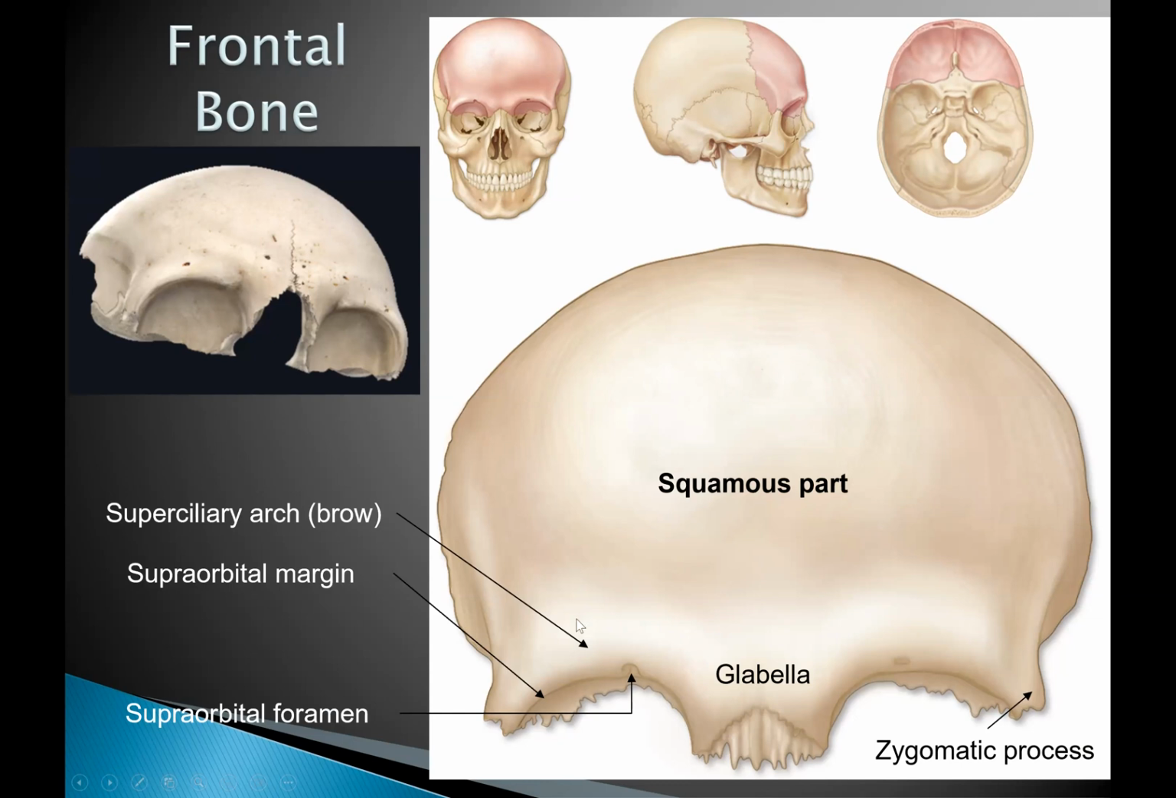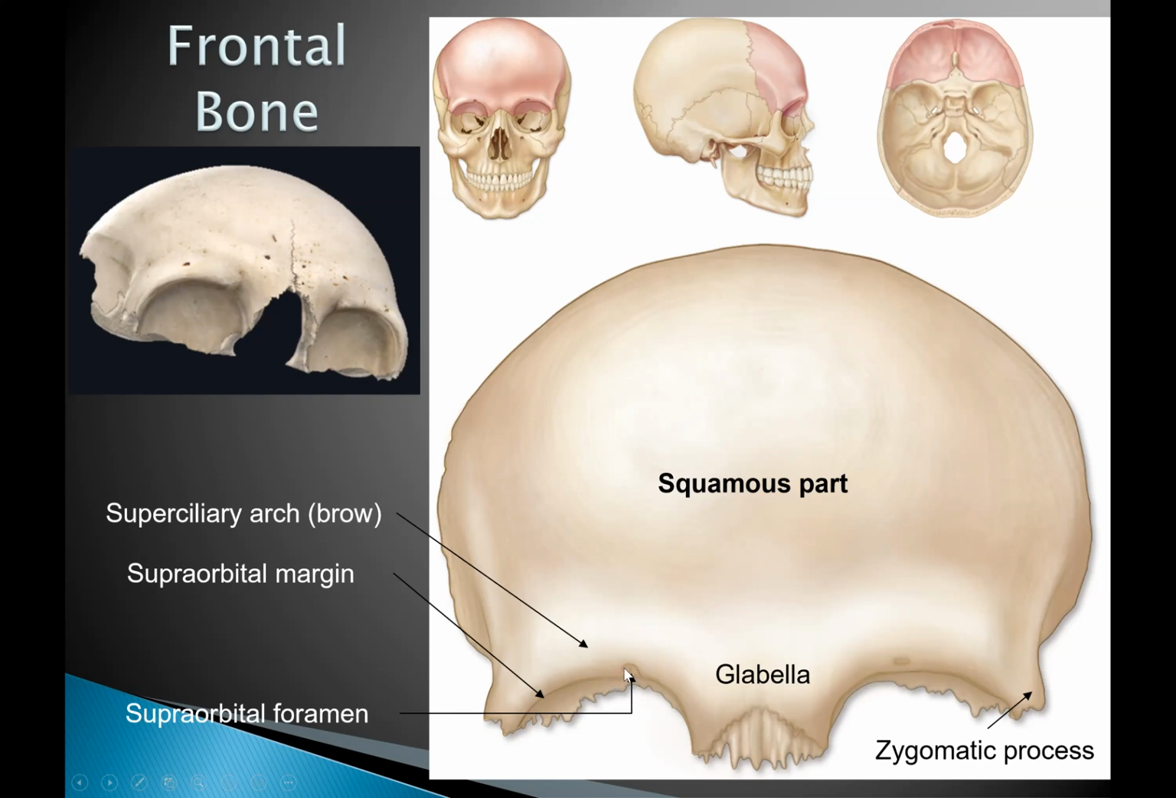And if we move inferiorly, we're going to hit the top part of the orbits of your eye socket. That's the top part of your orbit. Your brow is known as the superciliary arch. And where it hits the end of the eye socket orbit, that's the supraorbital margin. That's the end of the frontal bone, the supraorbital margin. That's supraorbital on top of the orbit.